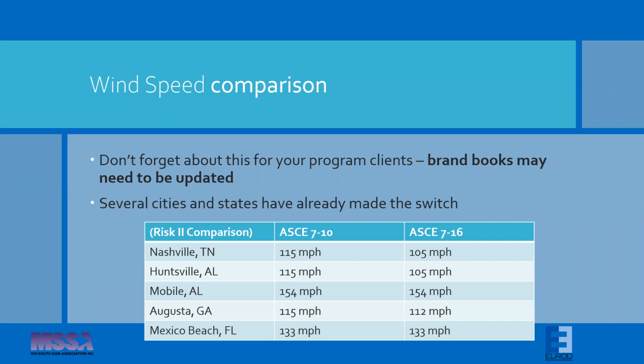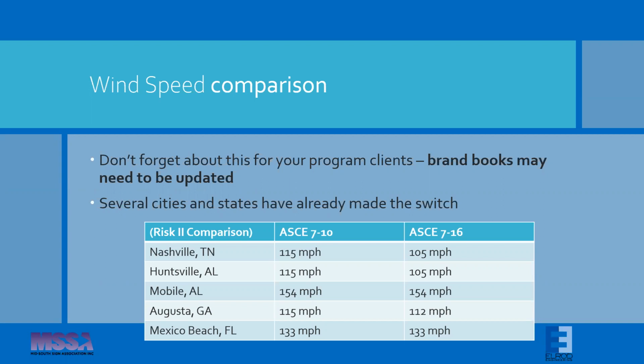This is a table that compares some of the wind speeds. When you have program clients, if you're working with them doing a standard install across a large area of the country, brand books may need to be updated. Just because the wind speed is specified and designed in one area, it may not necessarily be valid for another area. So that's a good thing to bring up to your program clients, those national or regional clients who have families of signs.